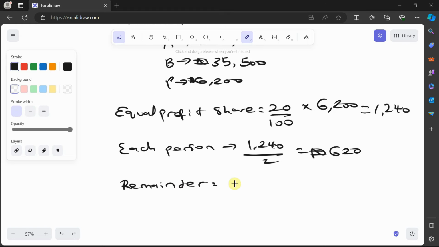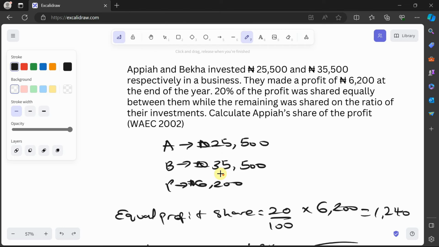So we do 6,200 minus 1,240. Let's press that in our calculators, and that will give you 4,960. So the remaining money was 4,960. This is the first part. Let me circle this. It now says that the remaining was shared on the ratio of their investments.